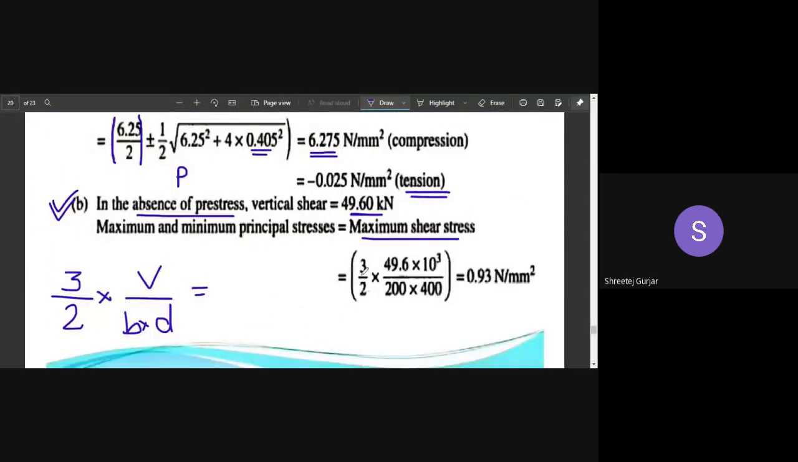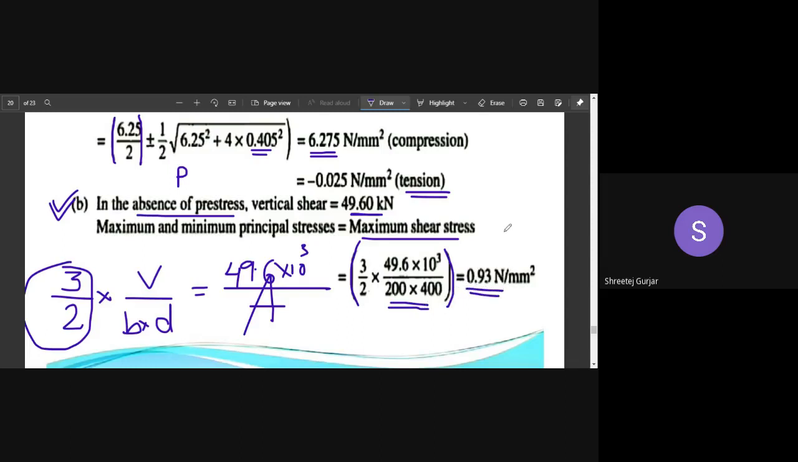So V is directly equal to 49.6 into 10 power 3 divided by the cross-sectional area, into 1.5. That is 3 by 2. So that is written over here, 3 by 2 into 49.6 into 10 power 3 divided by the cross-sectional area. So we have got the maximum shear stress, that is 0.93 Newton per mm squared. So this is how you can solve your second case.